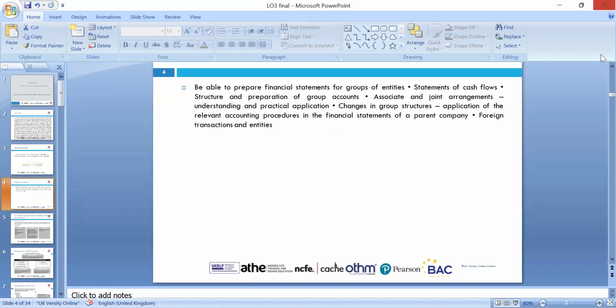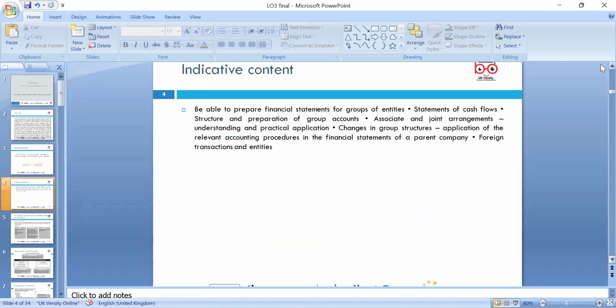So in today's lesson we'll go through the indicative contents and, in group structures, prepare the parent and subsidiaries financial statements.